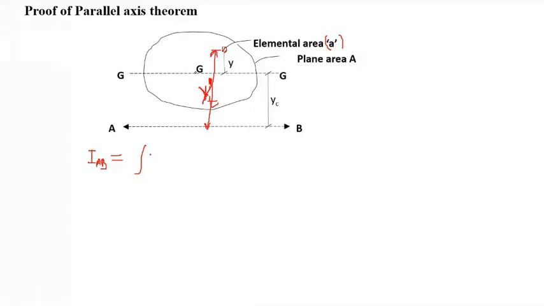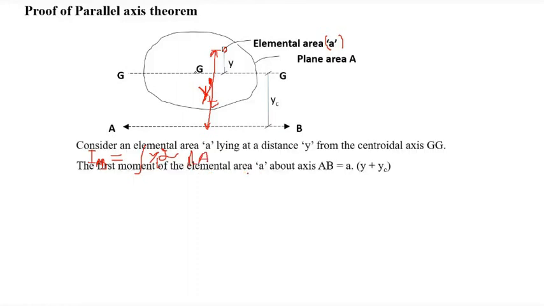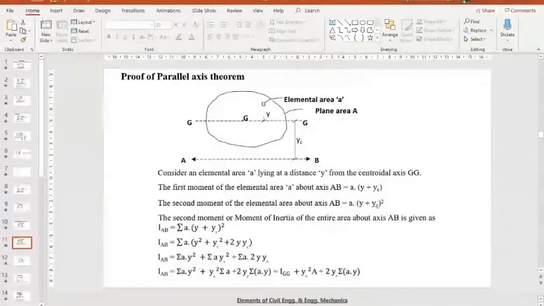So what will be the definition? Integration of y total square, YT square, into dA, or small a, whatever. This is the definition, and that is what will be there here. So we know the first moment of area, and that is how you can get it. Finally, you will get that thing only.